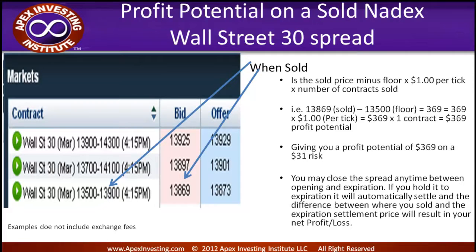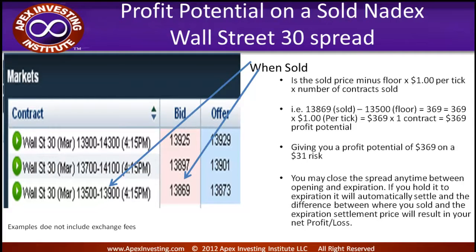Now, you may choose to close the spread anytime between opening and expiration, and if you hold it to expiration, it will automatically settle, and the difference between where you sold and the expiration settlement price will result in your net profit or loss. And again, you could close it at any time, with the profit or loss being the difference between where you bought and where you sold. Profit is not greater than all the way down to the floor, and the loss is not greater than up to the ceiling.